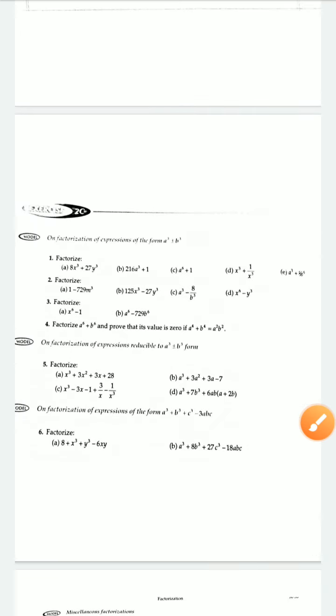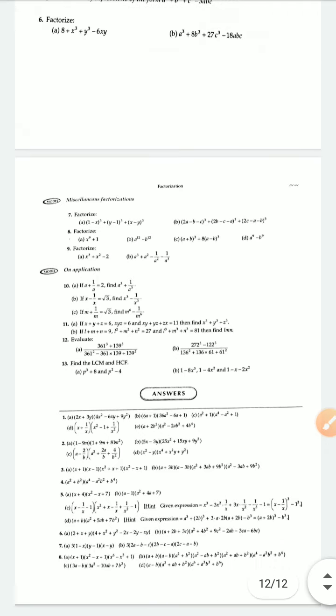Based on this concept, you can solve the given exercise, cross-check your answers. Please maintain your registers properly. They'll be checked once the school reopens.